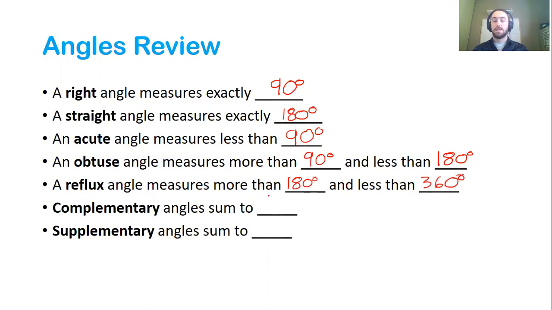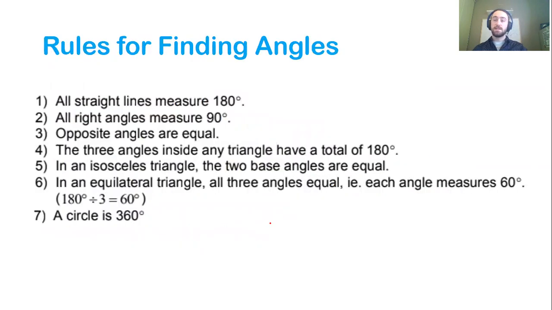Complementary angles sum up to 90 degrees. And supplementary angles sum up to 180 degrees. This is nothing new, right? This is all just review about angles. So as I stated, there's 7 rules that we're going to use to help us find different angles. And now these 7 rules, it's important that we remember these 7 rules, at least know how to use them in various questions. So rule number 1, all straight angles measure to 180 degrees.